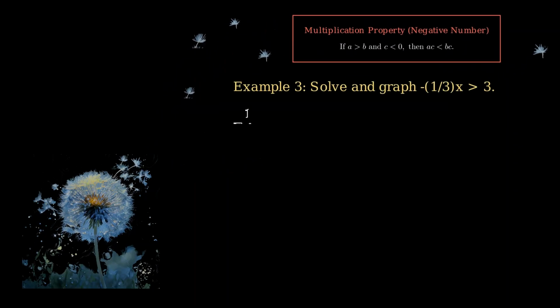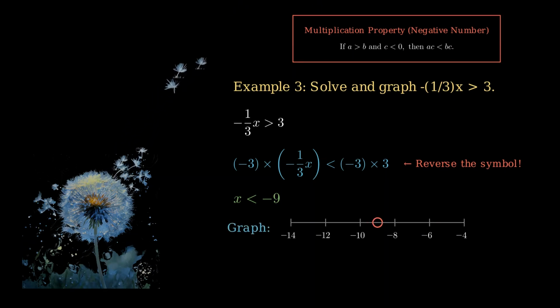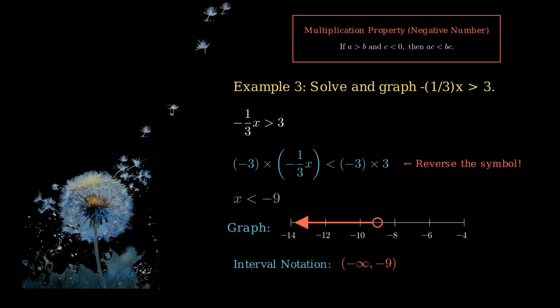Let's solve example 3. Solve the inequality negative 1/3 of x is greater than 3 and graph the solution on a number line. To isolate x, we need to clear the fraction by multiplying both sides by negative 3. Because we are multiplying by a negative number, we must reverse the inequality symbol. The greater than sign flips to a less than sign. This simplifies beautifully to x is less than negative 9.